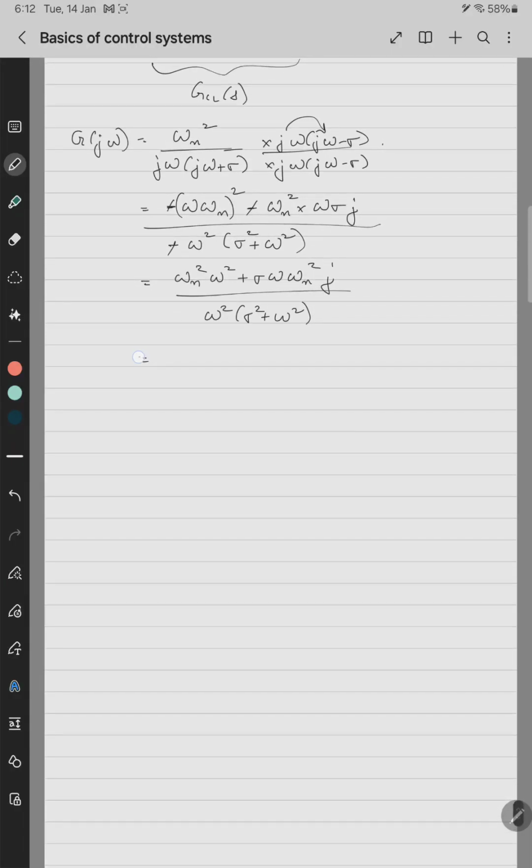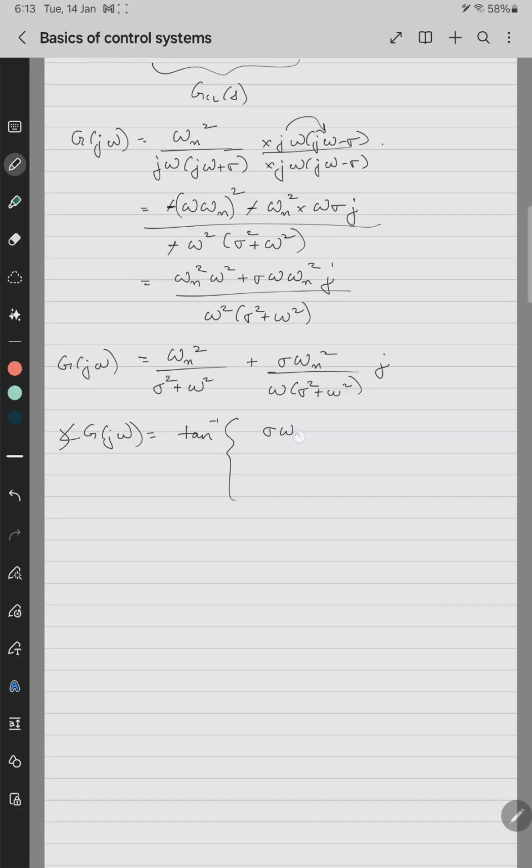So it will be, what? Omega n square divided by sigma square plus omega square plus sigma omega n square by omega into sigma square plus omega square into j, that is G of j omega, and the angle will be tan inverse of, so this will get cancelled, this will get cancelled, so it will be tan inverse of sigma by omega.